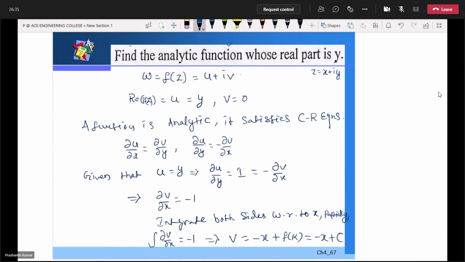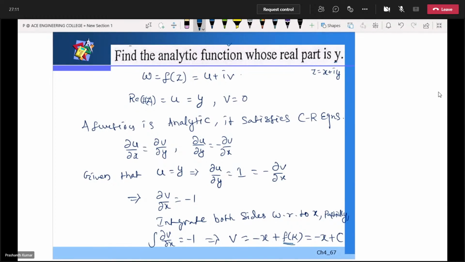A function is analytic, it satisfies CR equations: ∂u/∂x is equal to ∂v/∂y, ∂u/∂y is equal to minus ∂v/∂x. So given that u is equal to y, this implies ∂u/∂y is equal to 1. This is equal to minus ∂v/∂x. So ∂v/∂x is equal to minus 1. Integrating both sides with respect to x partially, we get v is equal to minus x plus f of y.